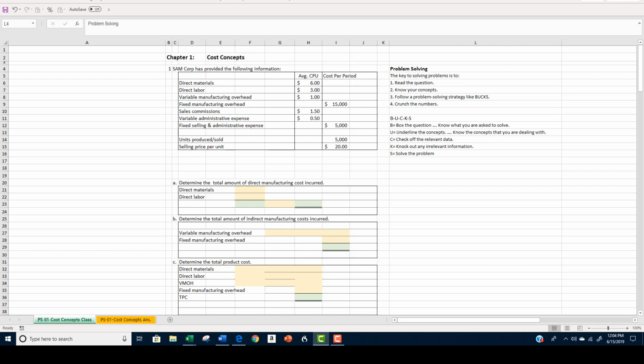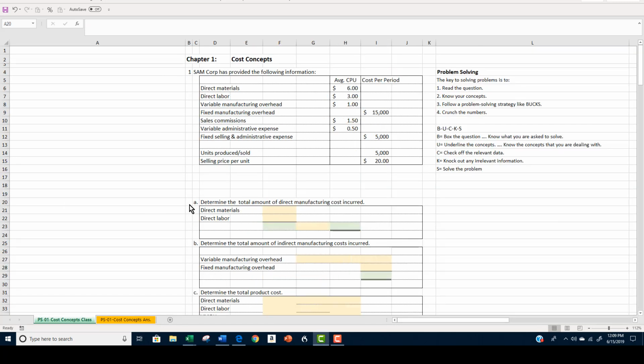The key to solving problems in this class is to read the question and then follow some strategy like BUCKS to do the solution. B stands for box the question. You want to make sure you know what you're being asked to solve. U stands for underline the concepts. Here too, you want to know the concepts that you're dealing with. C stands for check off the relevant data, while K stands for knock out the irrelevant information. And then finally, S stands for solving the problem.